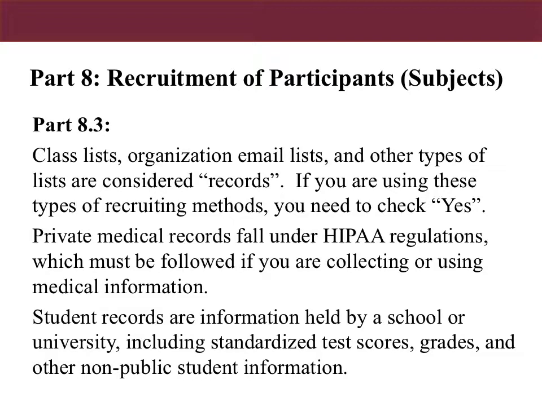Part 8.3. Class lists, organization email lists, and other types of lists are considered records. If you are using these types of recruiting methods, you need to check yes. Private medical records fall under HIPAA regulations, which must be followed if you are collecting or using medical information. Student records are information held by a school or university, including standardized test scores, grades, and other non-public student information.